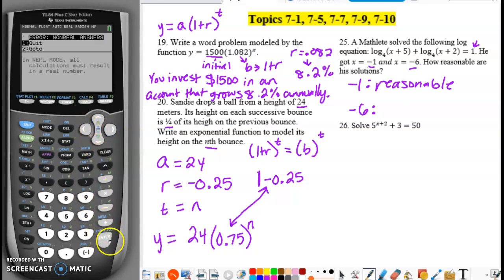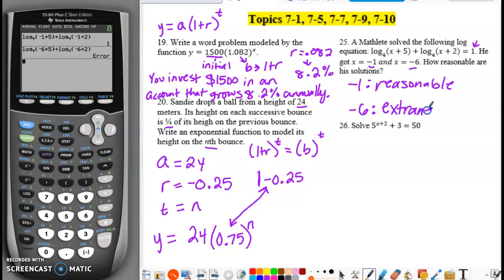So that gave me an error message. So that means negative 6 is extraneous because it didn't work. We don't care what the answer is instead. In this case, there's not one. If it doesn't equal, in this case, 1, then it doesn't work. So negative 1 is reasonable.